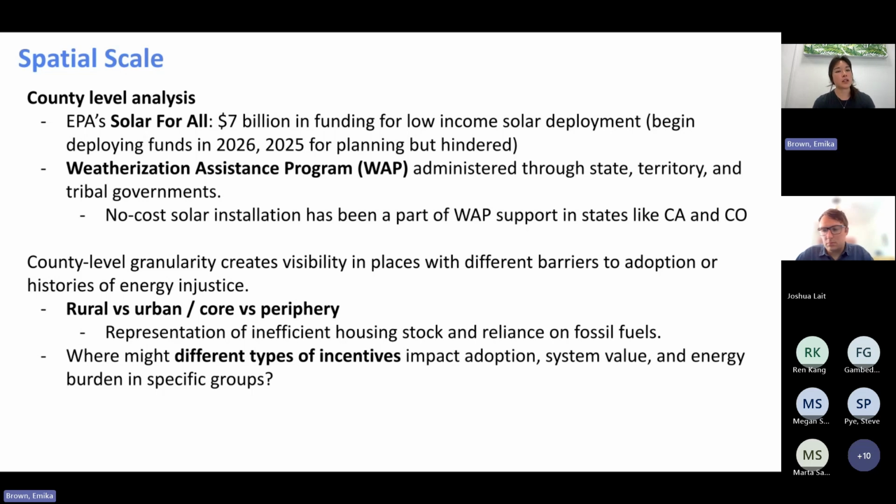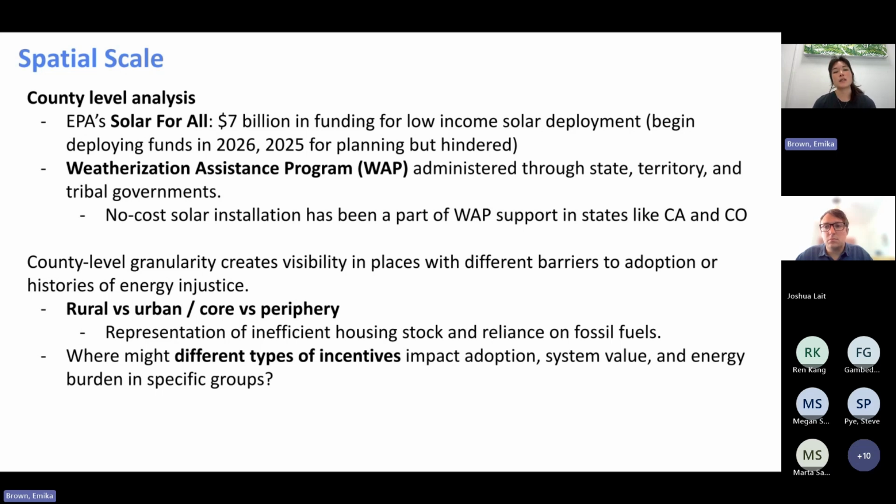The Environmental Protection Agency's Solar for All program is $7 billion in funding for low-income solar deployment, which will hopefully begin to be implemented in 2026 and 2027. 2025 was intended for planning, but was hindered because of the situation. But it seems like those funds have been mobilized again.